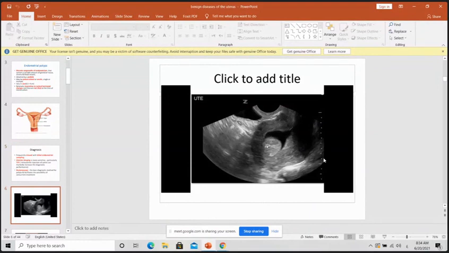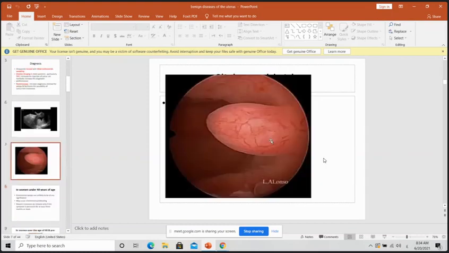Therefore, the use of saline, trans-saline sonography, will markedly increase the diagnostic performance. The third way of diagnosing the polyp, which will provide an opportunity for concurrent removal as well, is the hysteroscope, via the use of a hysteroscope.